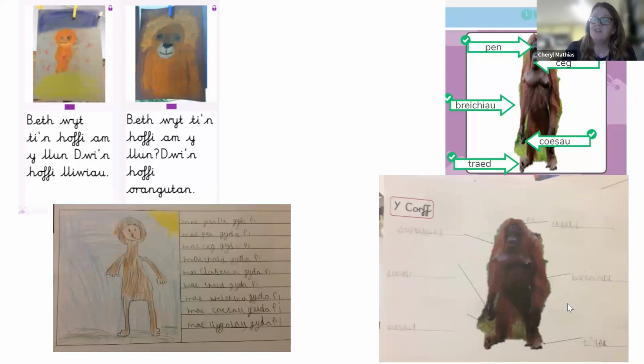So one of the art activities was painting their own orangutan. As you can see in the top left-hand corner there, there's 2 examples of their work. And then I took pictures of everything, and we did a little bit of peer assessment on each other's work. So beth wyt ti'n hoffi am y llun? What do you like about the picture? And then they had to write a statement about what they liked about that person's picture. Dwi'n hoffi lliwiau, dwi'n hoffi orangutan.